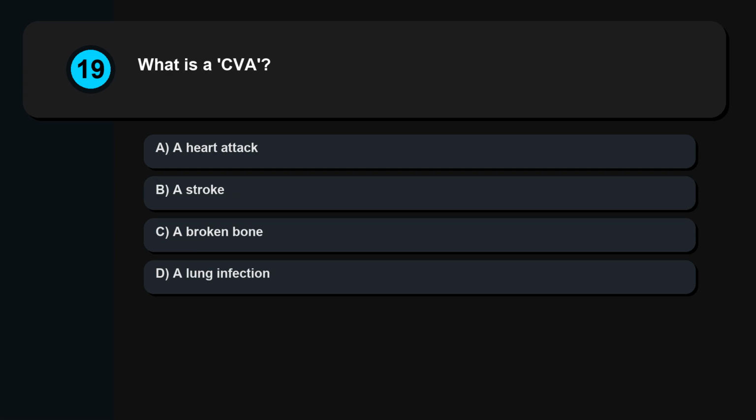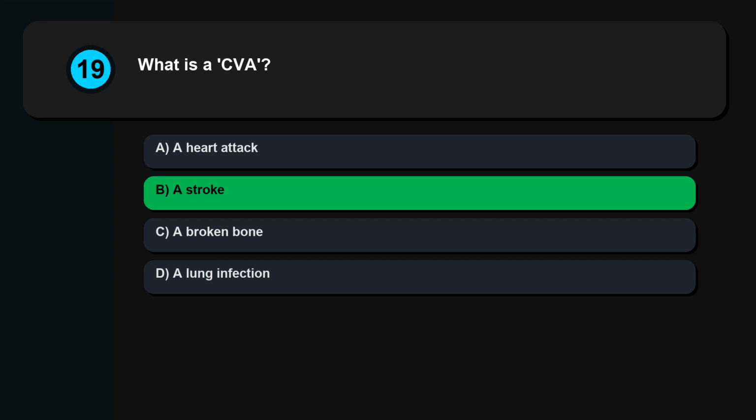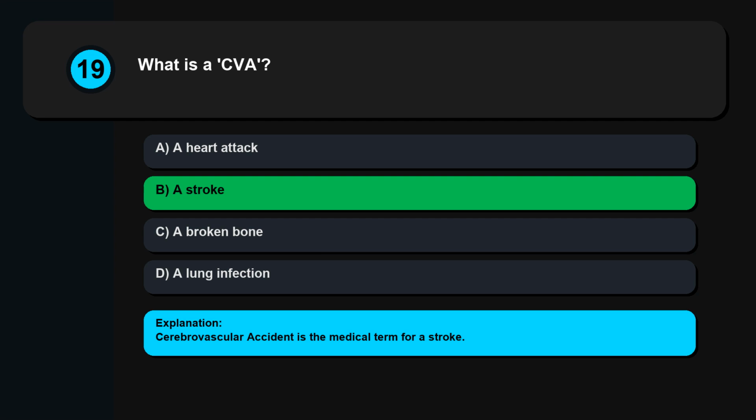Question 19. What is a CVA? A heart attack, a stroke, a broken bone, a lung infection. Cerebrovascular accident is the medical term for a stroke.